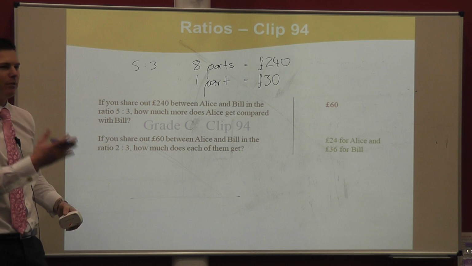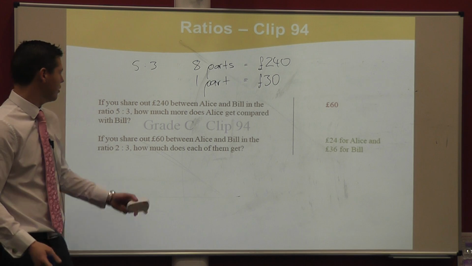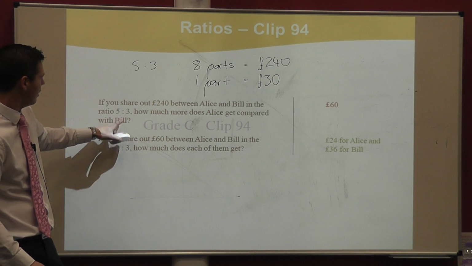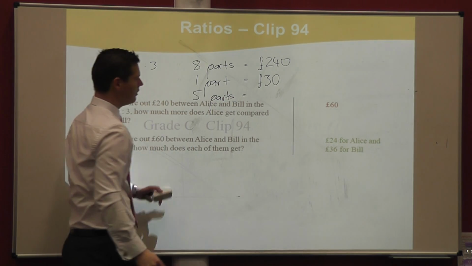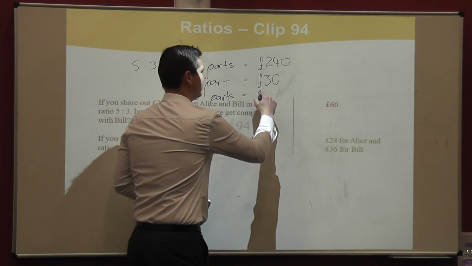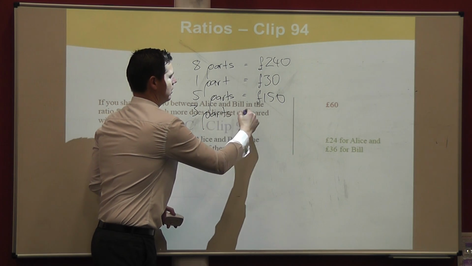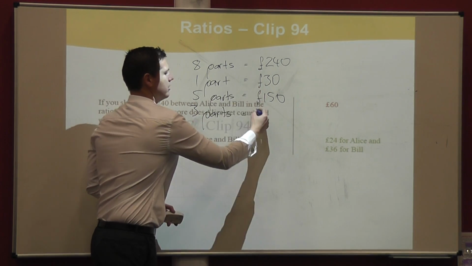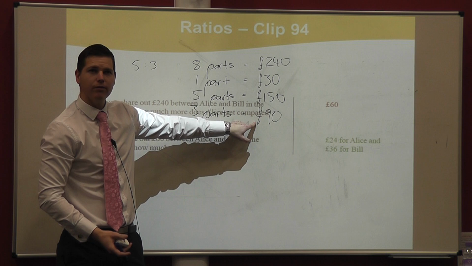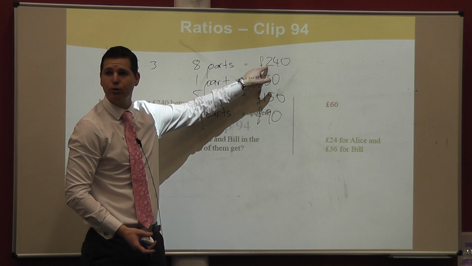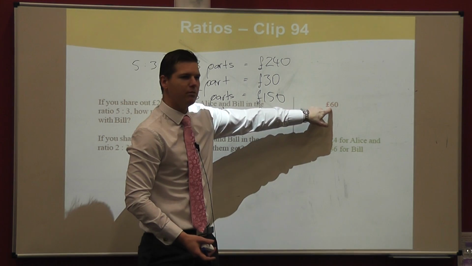8 parts is 240, which means 1 part, that 240 divided into 8 equal parts, is 30 pounds. And then I can just work out how much Alice gets. Alice gets 5 parts. 5 times 30 is 150. And Bill gets 3 parts. 3 times 30 gives me 90. The 5 parts, 150, plus the 3 parts, 90, means I have a total of 240 pounds. So that's right. And so the difference, you can see there, was 60 pounds. Done.